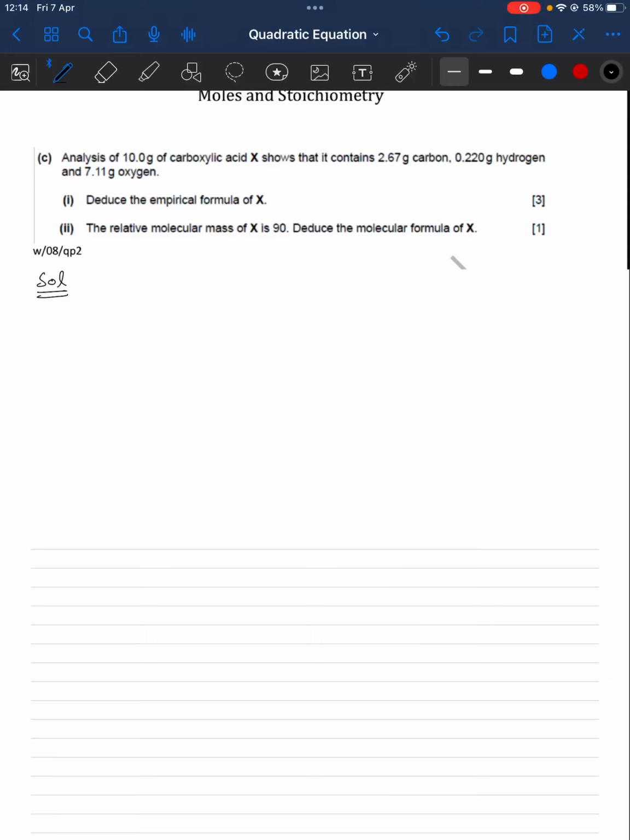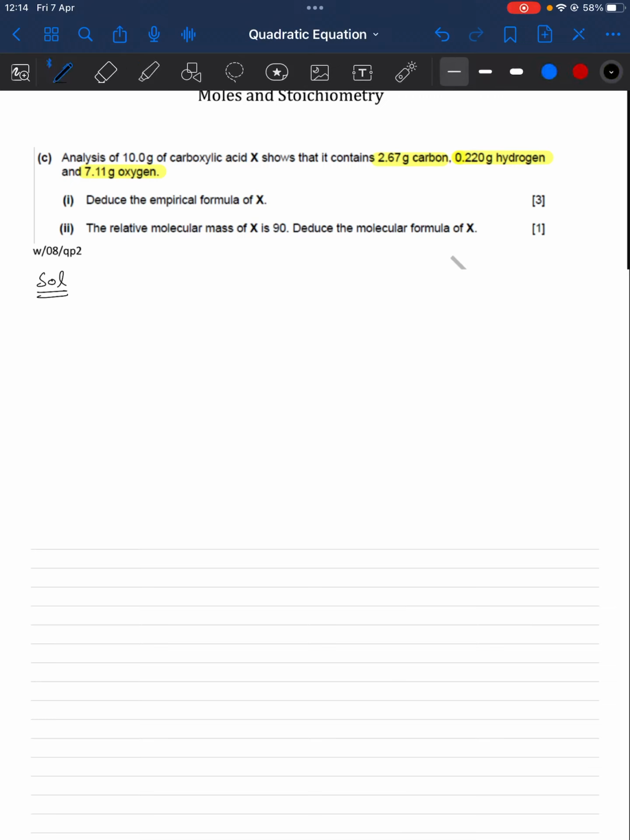In this video, we are going to solve a question of past paper that is relevant to the empirical formula and molecular formula. The question says that first of all, we need to derive the empirical formula. Analysis of 10 gram carboxylic acid shows that it contains 2.67 gram of carbon, 0.220 gram of hydrogen and 7.11 gram of oxygen. So first of all we need to derive its empirical formula.